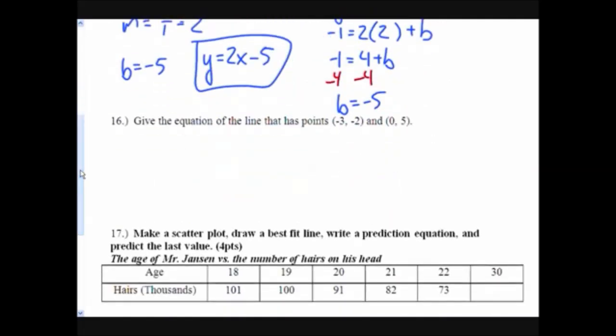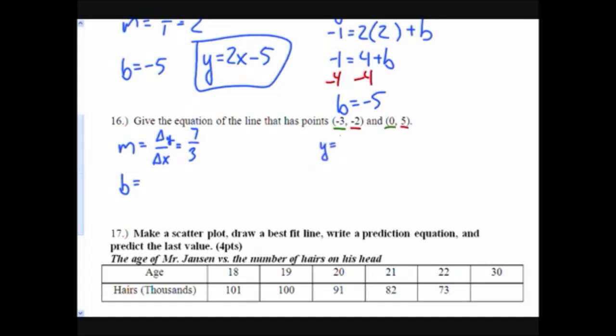In number 16, I'm doing the same thing again. I need to find the slope and the y-intercept. Since I have two ordered pairs this time, to find the slope, I'm going to do my change in y over change in x. So here, y was a negative 2. Now it's a positive 5. Y has gone up by 7, so it's a positive 7. X was a negative 3. Now it's a 0. X has gone up 3, so that's a positive 3. And this one just stays as a fraction. It's 7/3. I still follow the same procedure as I did before.